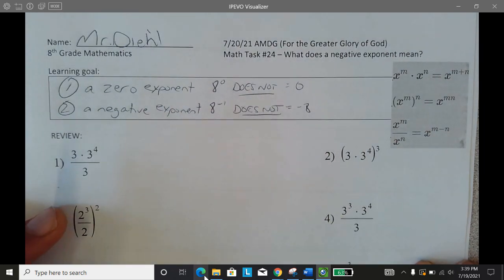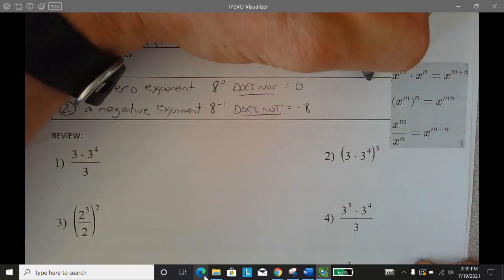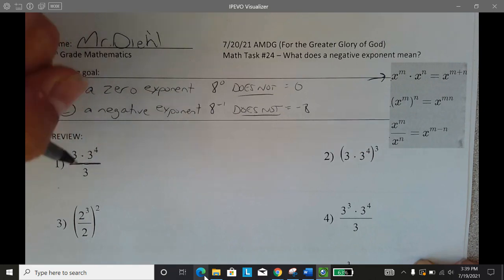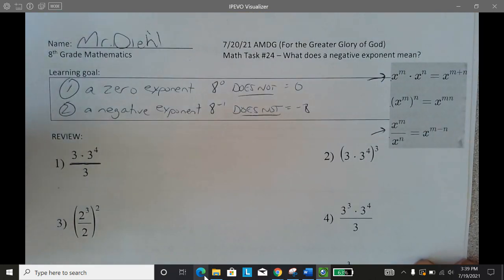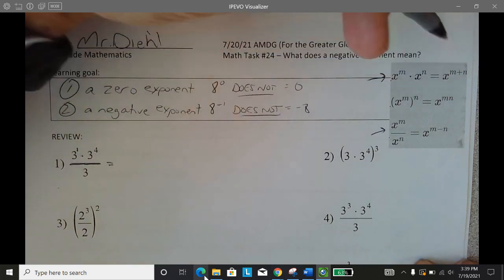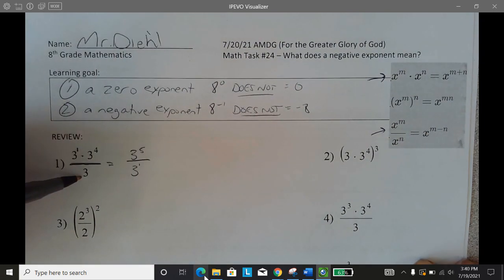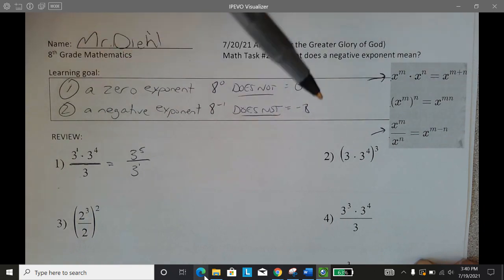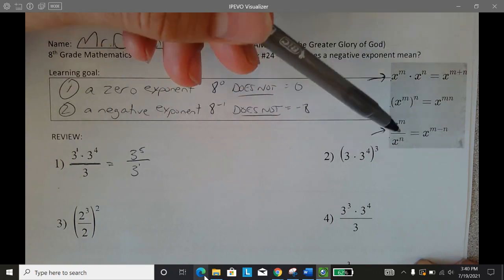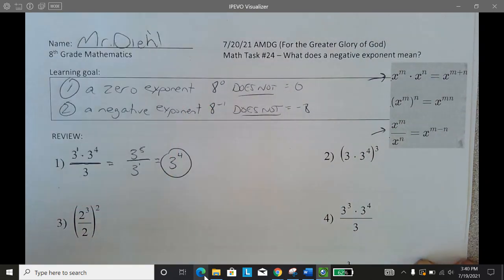So let's try to put those together. The first thing you should notice here is that you have two things happening. You have multiplication, meaning I need this rule, but you also have division, meaning I need this rule. So I'm going to simplify the numerator first. I know a 3 really means 3 to the first. If I'm multiplying and the bases are the same, I can just add the exponents. So this becomes 3 to the 5th power, and then this is just one factor of 3. Now I've simplified it down to just needing this rule. I'm dividing, the bases are the same, and I can subtract the exponents. 3 to the 5th divided by 3 to the 1st is 3 to the 4th.